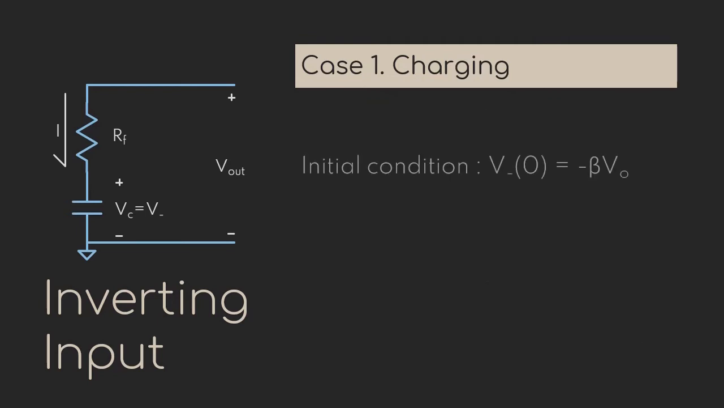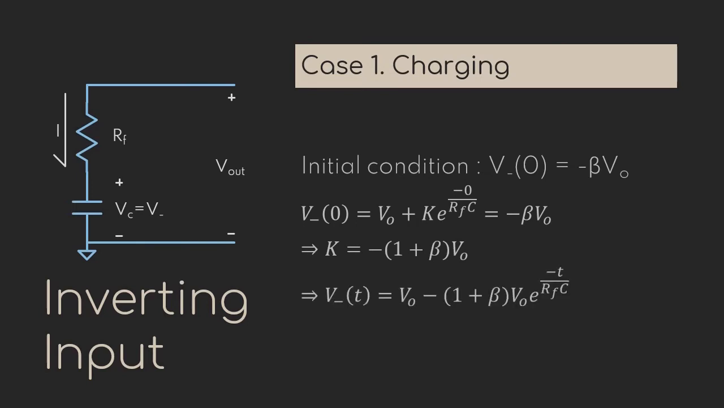The initial condition is that V inverting is equal to negative beta VO. By implementing this initial condition into the derived equation, we obtain V inverting equals VO minus (1 plus beta) times VO times e to the negative t over RFC.